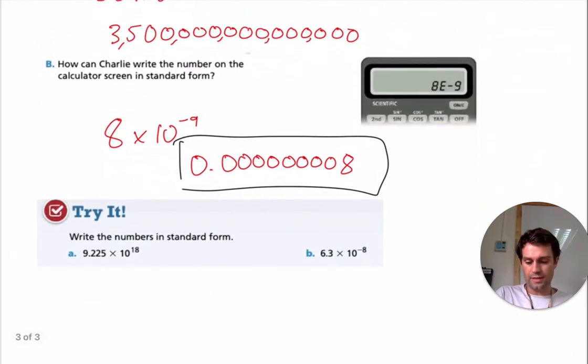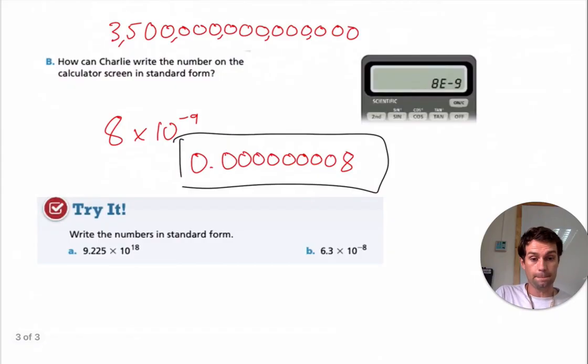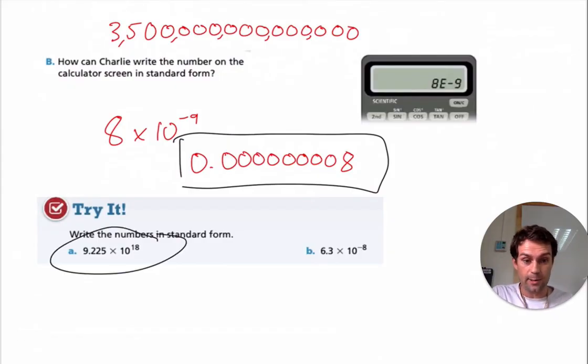So go ahead and write these numbers in standard form. Now that you've done that, I will check it because I'm not going to write all those zeros. Actually, I will read it. I will count all those zeros.